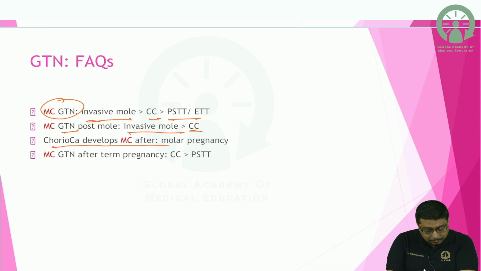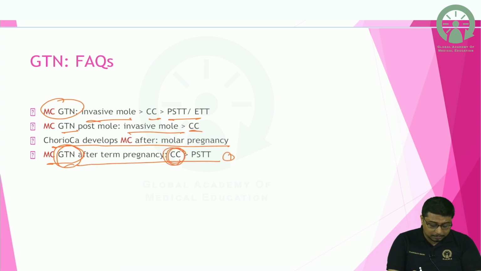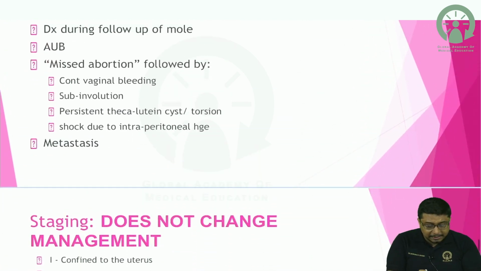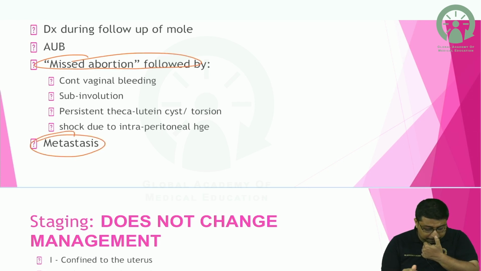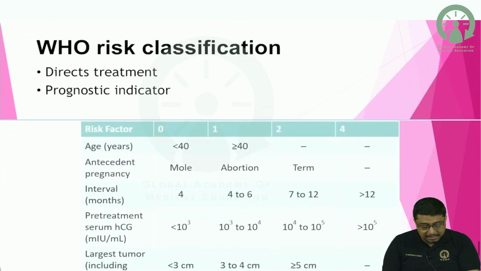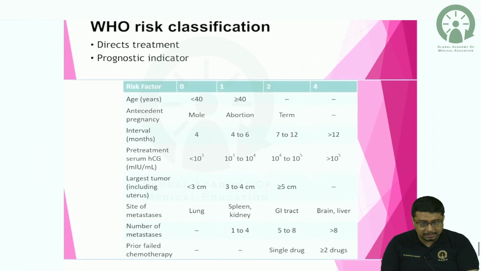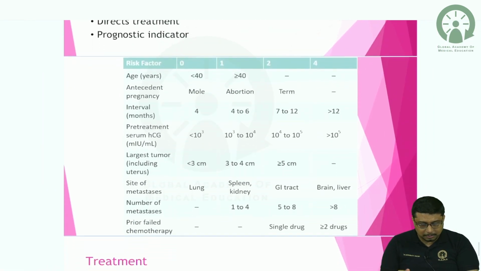Choriocarcinoma develops most commonly after complete mole, and the most common neoplasia after a term pregnancy is choriocarcinoma. So remember this one, rest is logical, right? So clinical presentation can be like a missed abortion as well, or through a direct metastasis to the lung. Remember, staging does not change the prognosis, and what is important for prognosis is this WHO risk classification. So this is something that you should be knowing.